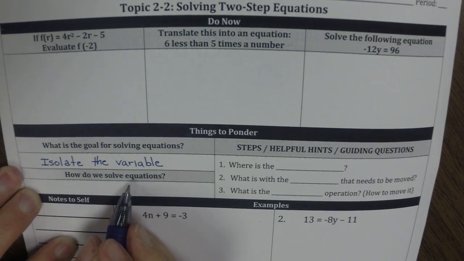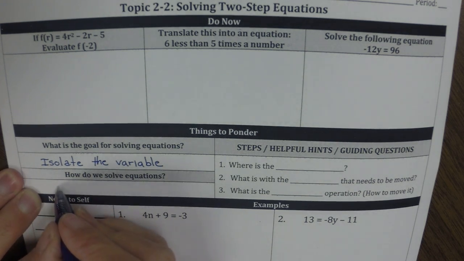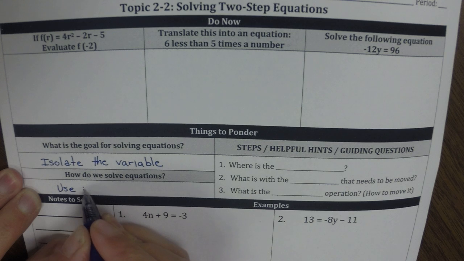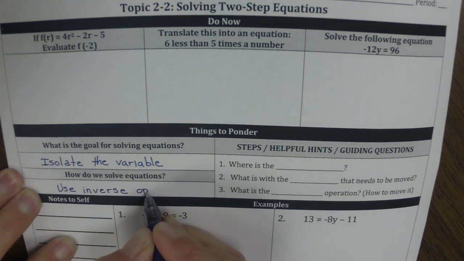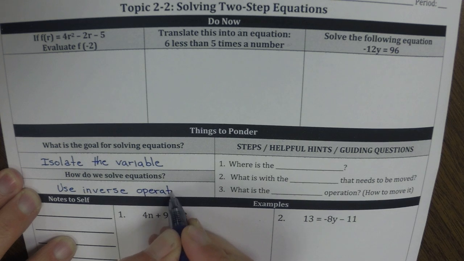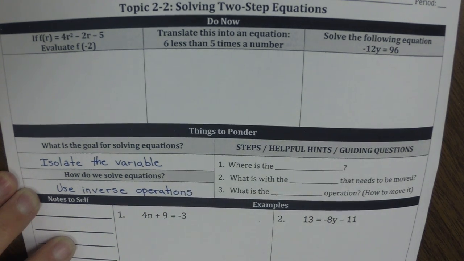How do we solve the equations? In other words, how do we get the variable by itself? We use inverse operations. We undo what was already done. So if it shows addition, we're going to use subtraction. If it shows multiplication, we're going to use division, so on and so forth.